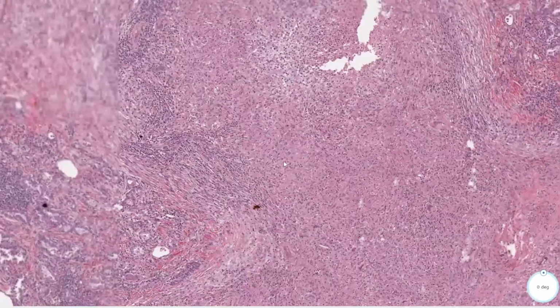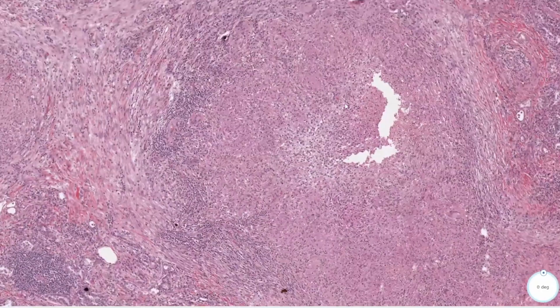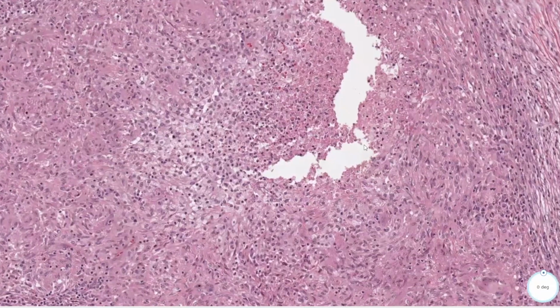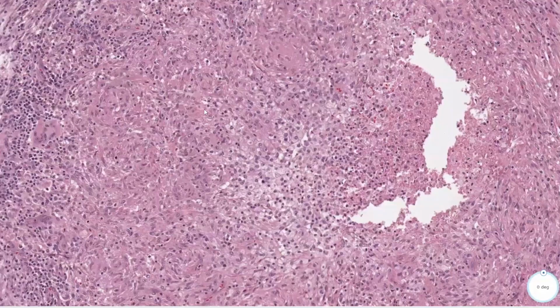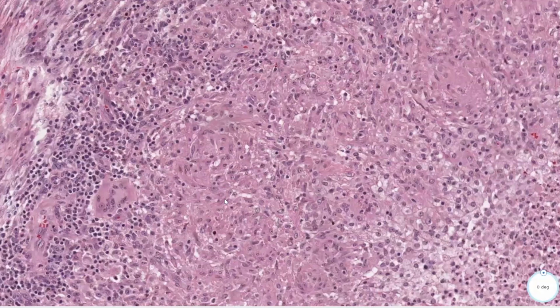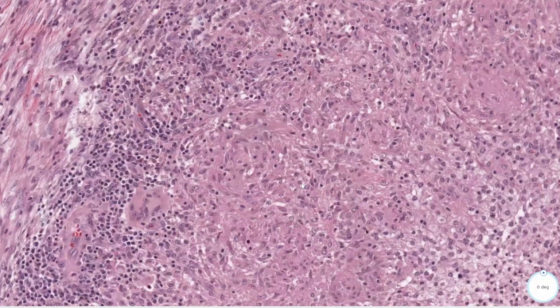And so in this case, it was actually positive for acid-fast bacilli. And the acid-fast bacilli were these tiny curved structures, and there was only a few organisms throughout the slide. So that's most in keeping with the tuberculosis.